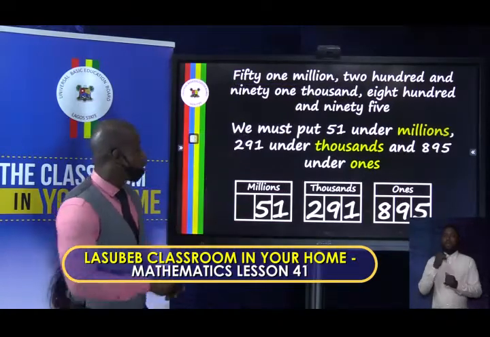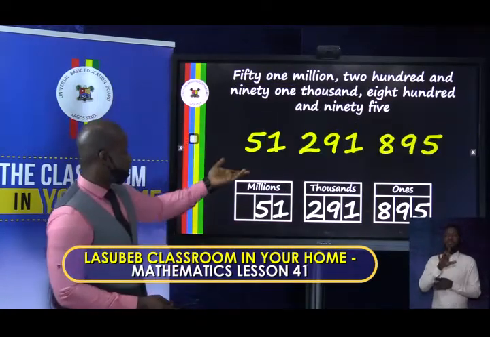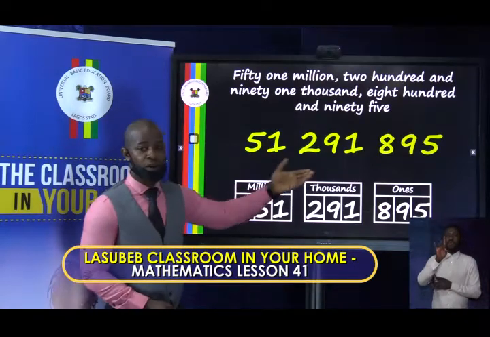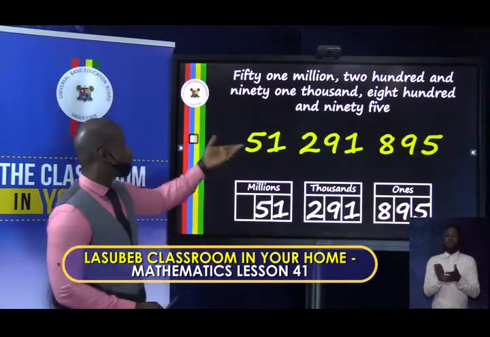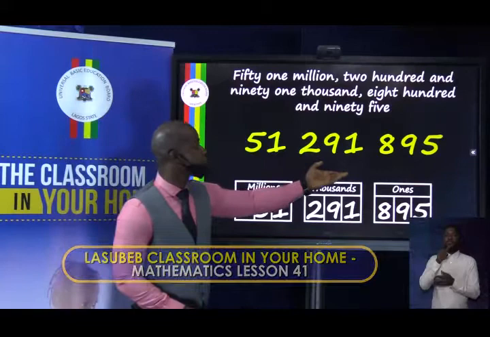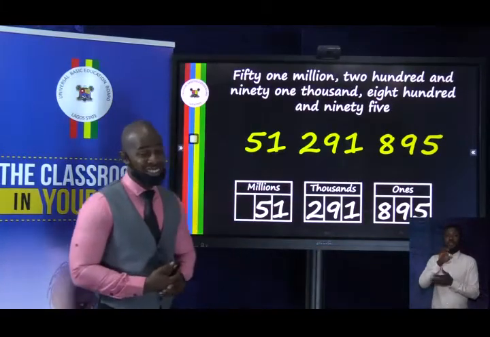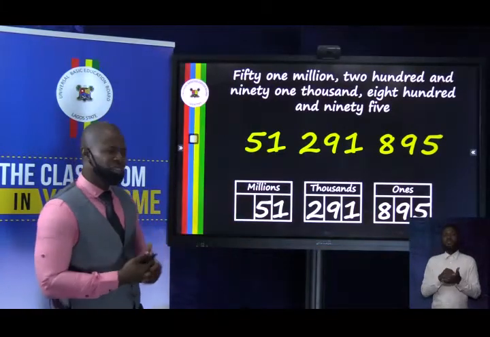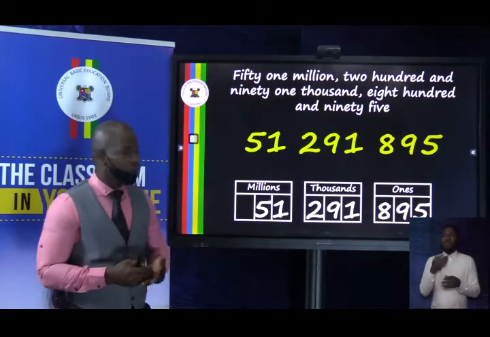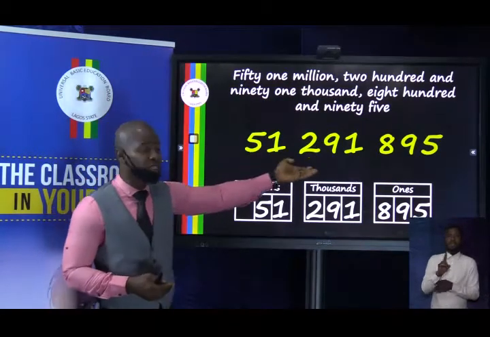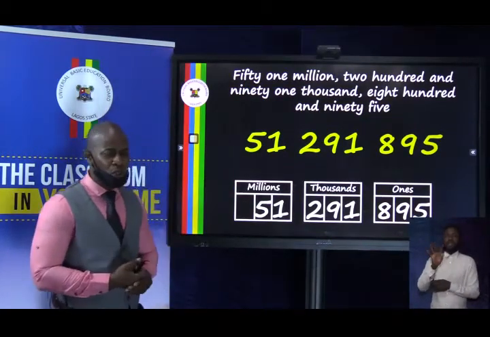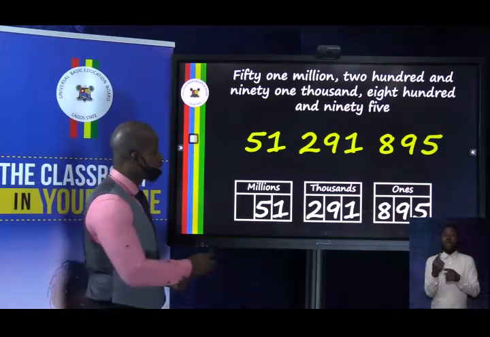So now, our final answer is just 51,291,895. This is how we write it in figures. So 51,291,895. Now, it looks easy on the surface of it. Why don't we just write 51,291,895? That will not always be the case, as you will see in the next example.